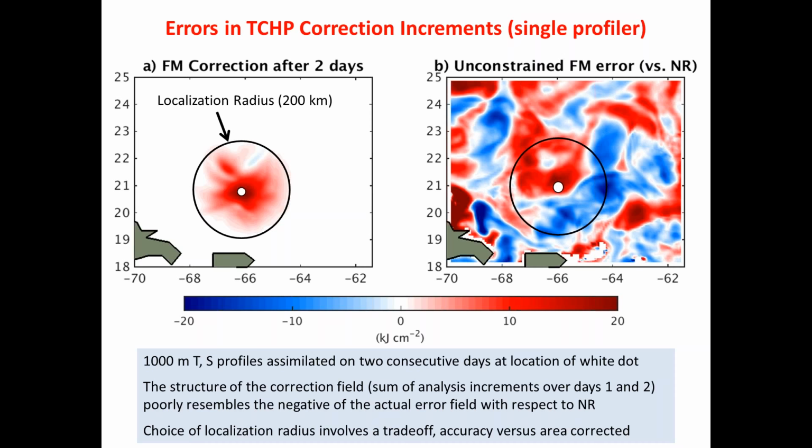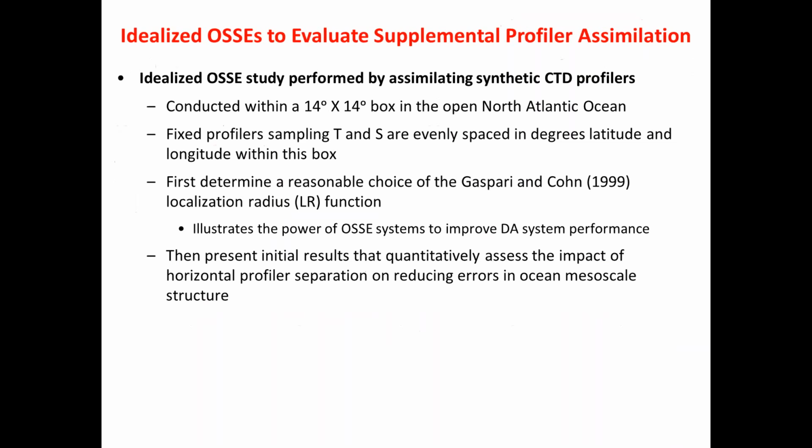The choice of localization radius involves a trade-off, accuracy versus error correcting. You want to correct as large an area as possible, but if you increase the radius that you're correcting, then each observation will correct the model over a larger area, and you're going to eventually introduce more errors and degrade the assimilation. So the OSSE system can be used to really understand more about this trade-off in a quantitative way. To do that, I performed an idealized OSSE study by simulating synthetic CTD profilers. It was conducted within a 14 degree by 14 degree box in the open North Atlantic Ocean, where fixed synthetic profilers sampling temperature and salinity down to 1,000 meters are evenly spaced in degrees latitude and longitude within this box.